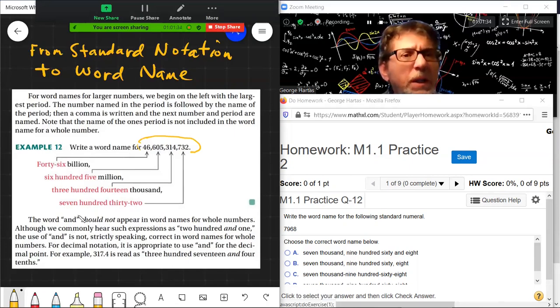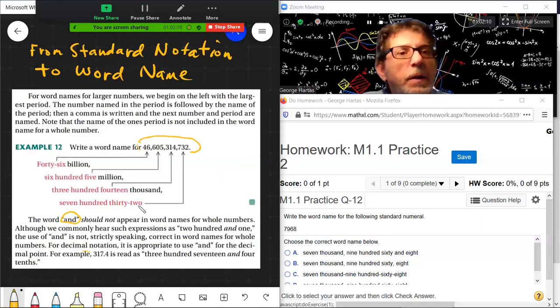Also, the word "and" should not be used, even though we do typically say "and" in everyday speech. To be strict about it, the word "and" should not be in there. Not for whole numbers, at least. However, for decimals, the word "and" is used to separate the whole number from the decimal part. We will not do decimals in Math 25. You will do decimals in Math 50, so just keep that in mind. So for this course, we're not going to use the word "and".